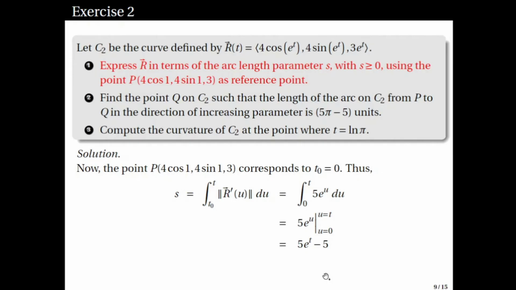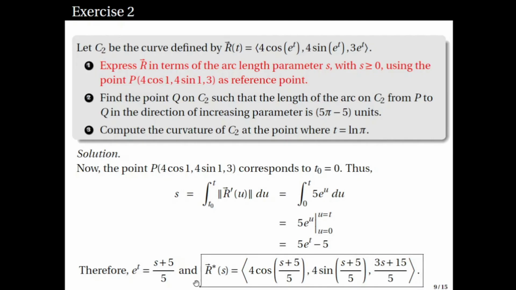Now again, our goal here is to replace the parameter t in terms of s. And in our problem, it is enough to replace e to the t because all of the components are in terms of e to the t. Here we have s equals 5e to the t minus 5. To solve for e to the t, we just simply transpose 5 and divide by 5. And we get that e to the t is equal to s plus 5 over 5. So now we have this arc length parametrization with e to the t replaced by s plus 5 over 5.